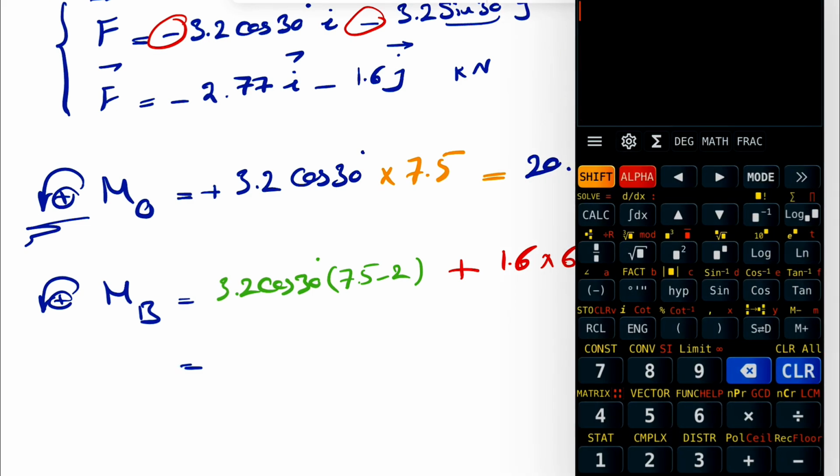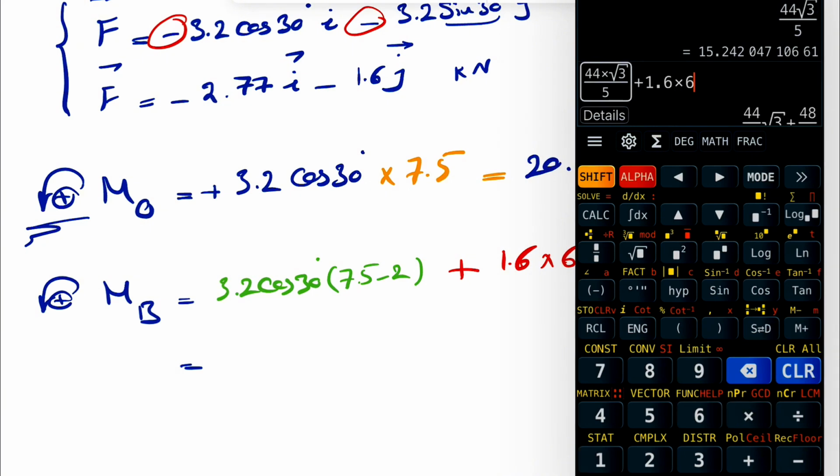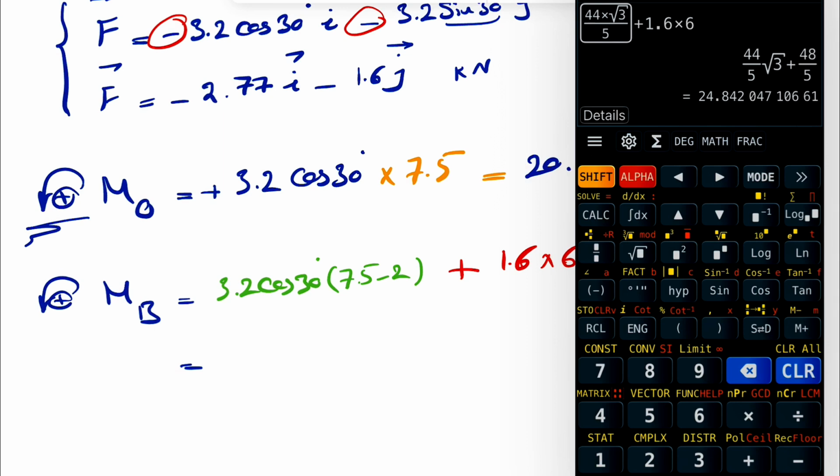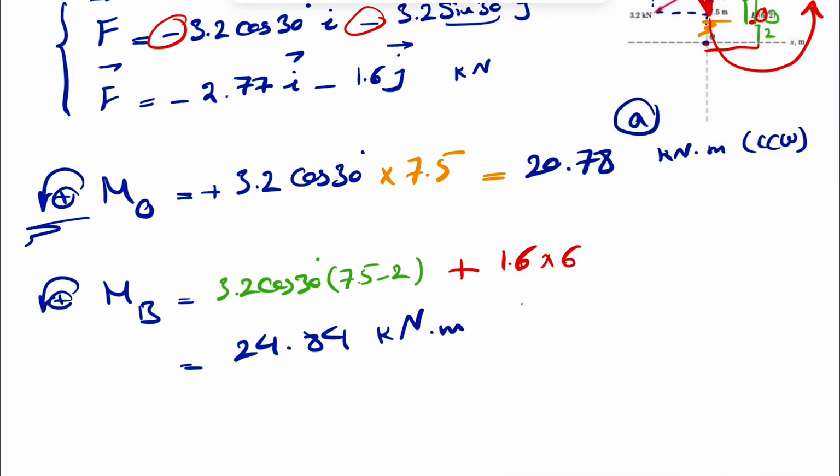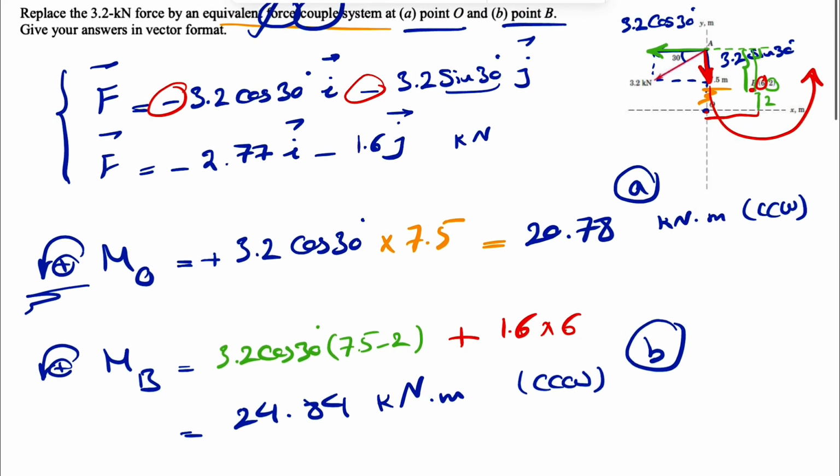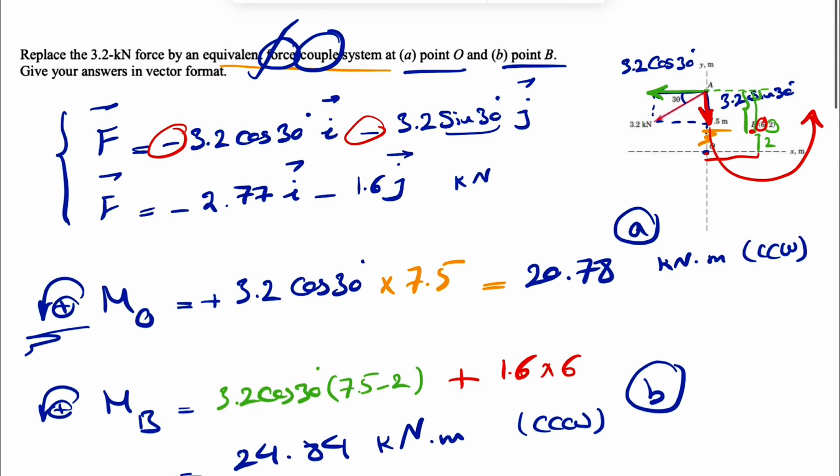So 3.2 cosine of 30 times 5.5 plus 1.6 times 6. And this is going to be 24.84 kilonewton meter. And it's going to be again counterclockwise since it's a positive moment. And yeah, we're going to have the same force for both of these two. And this would be the answer for the first question.